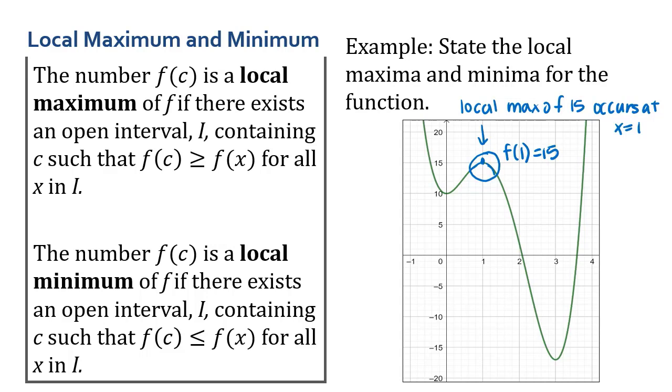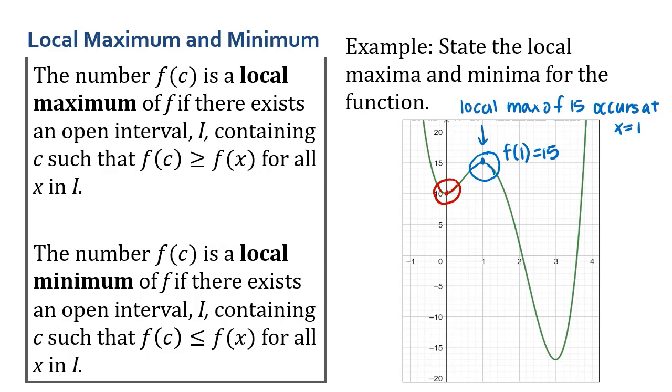For a local minimum, the number f of c is a local minimum of f if there exists an open interval I containing c such that f of c is less than or equal to f of x for all x in I. So again, if we're looking at this graph, if I draw a little neighborhood around right here where y is 10 and x is 0, this would be considered a local minimum because all the values on the left and the right side of it are above it. That's the big key thing for local mins and maxes: you have to have values on either side, so there can't be the endpoints of a function. So this would be considered a local minimum.